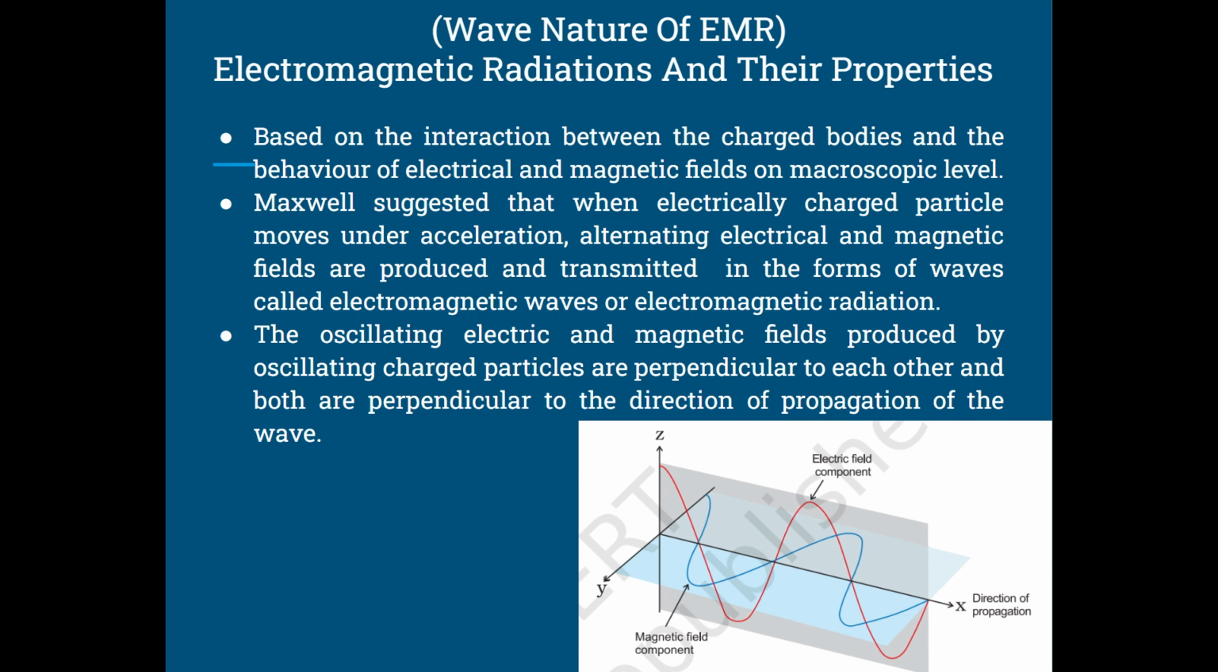Now this says that whenever a particle is under acceleration, it produces alternating electric and magnetic fields, and these two fields are perpendicular to each other. They are also perpendicular to the direction of propagation, meaning the direction in which the particle is accelerating. So all these three things are perpendicular to each other, and this is shown in this diagram.